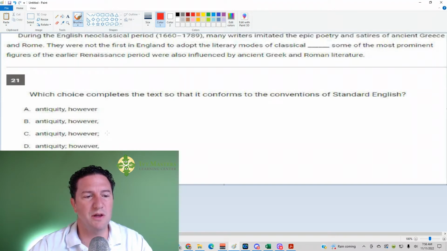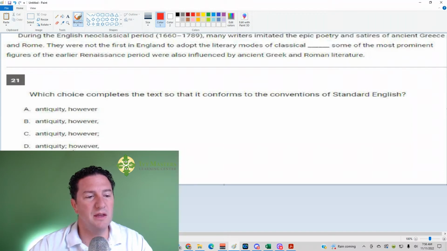In that case, what I'm going to do is read the sentence up to antiquity and ask myself, could that be its own sentence? They were not the first in England to adopt the literary modes of classical antiquity. Yes, that can be its own sentence. It's got a subject, they, it's got a verb, were, and it is a complete thought. So it's an independent clause.